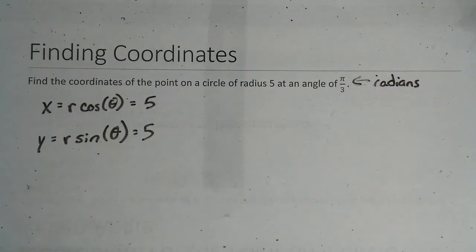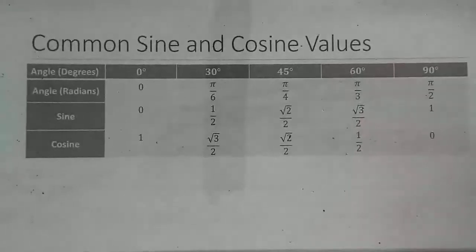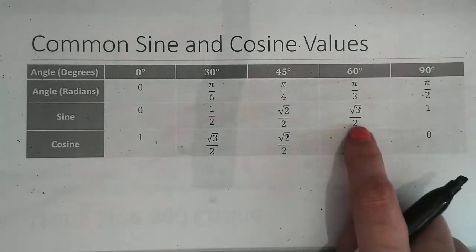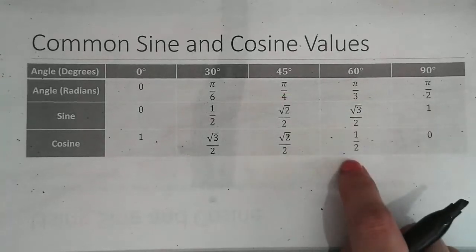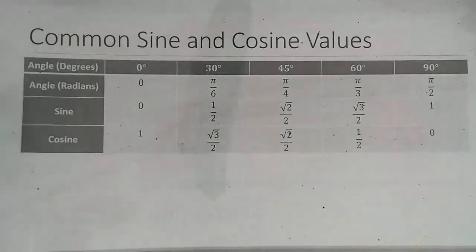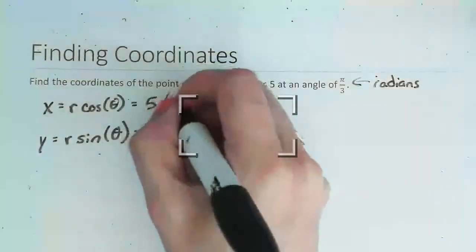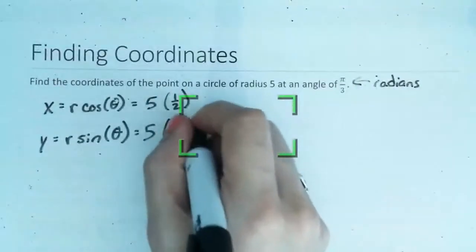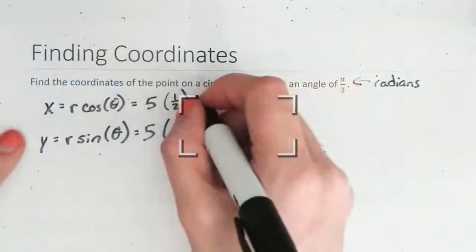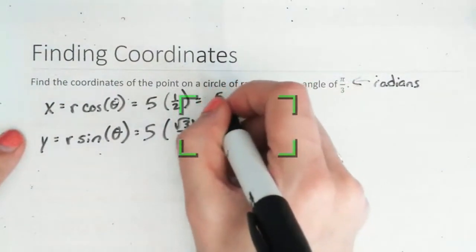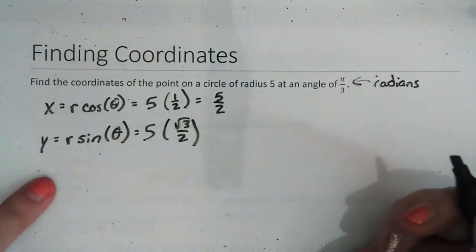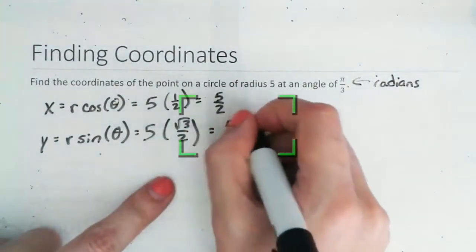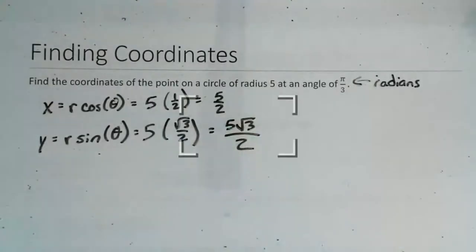So I'm going to go back to that table, and we're looking at pi over 3. Pi over 3, so that's 60 degrees. The sine value is square root of 3 over 2. The cosine value is 1/2. So cosine is 1/2. Let's put that one in. And the sine is square root of 3 over 2. So that means our x value is 5 times 1/2, which is 5/2. The y value is 5 times the square root of 3 over 2, which is literally just 5 times the square root of 3 over 2. And we're going to leave it just like that.